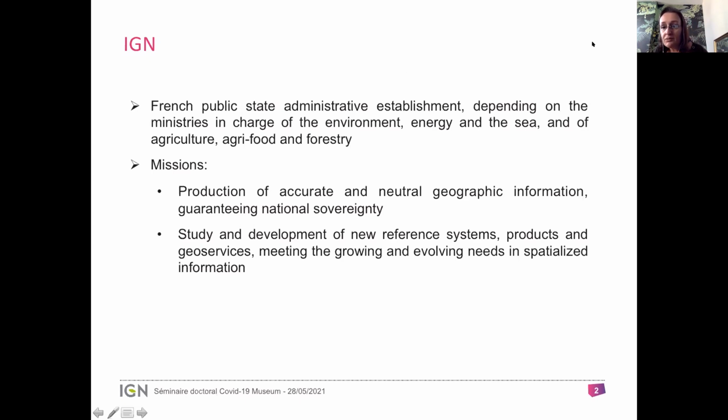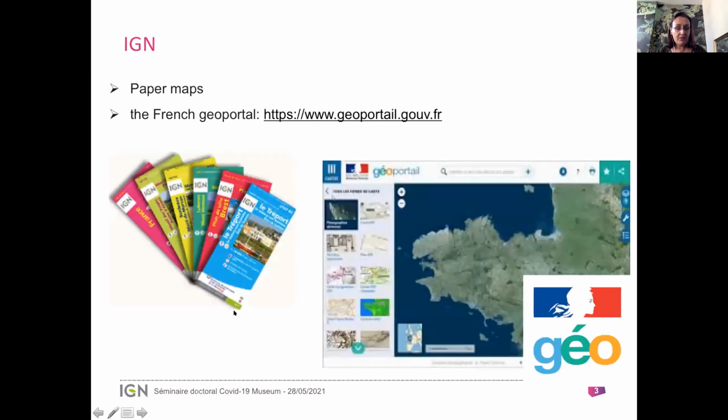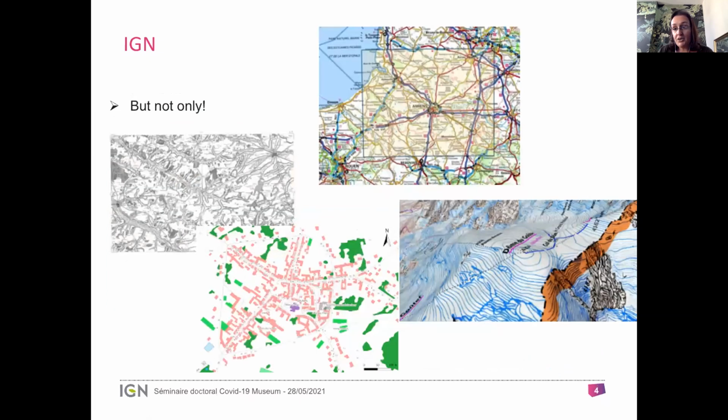Of course, you probably know IGN for the paper maps. If you go for a walk in France, maybe you will use the paper version of the maps. And we have also the French geoportal, and maybe some of you know this portal. But not only that, we have a lot of spatial and multidimensional and multimodal information, which evolves with the years, of course.